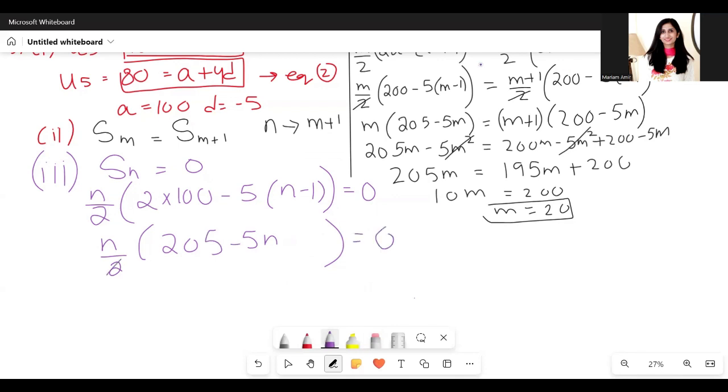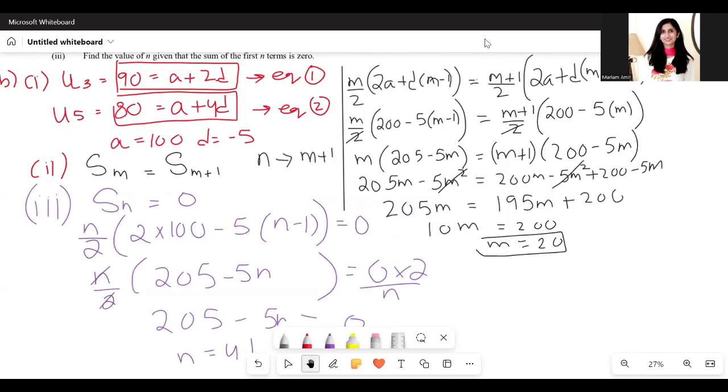The 2 gets eliminated when you multiply it here. The n also gets eliminated when you divide it here. So we just have a 0 here. 205 minus 5n equals 0. Solve it. It would be 205 divided by 5, which is 41. n equals 41. That is the answer for part 3.